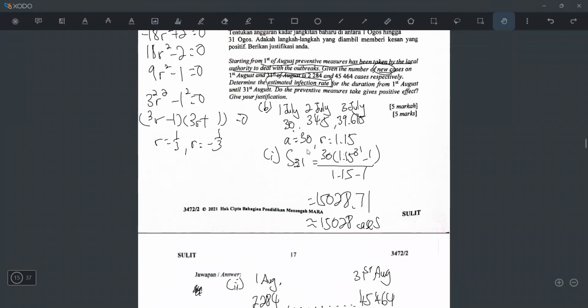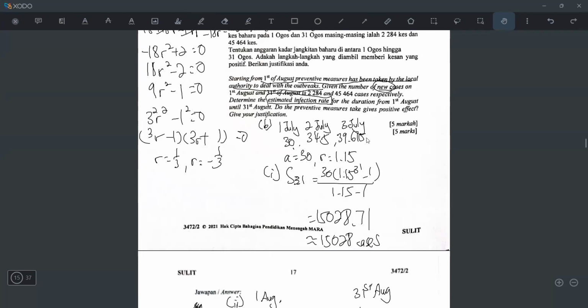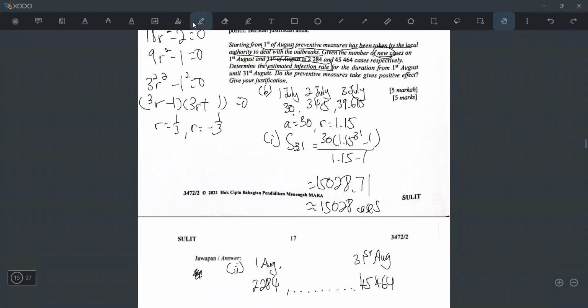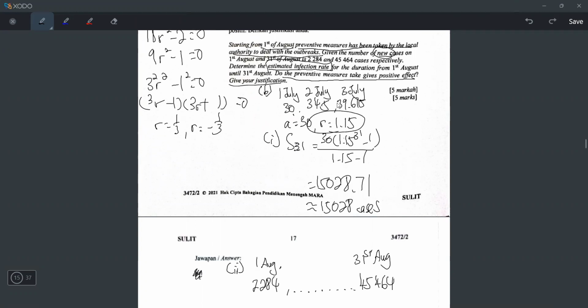You know why? Because you do the MCO it means the rate will decrease. That's why they will ask you, do the preventative measures give a positive effect or not? So if the R you get is smaller than 1.15, it means it's a good thing. It means the MCO actually reduces the rate of infection. Okay, it makes the situation better. But if the R is bigger than 1.15, it means even more new cases, so the rate of infection increased. It means it has a negative effect. Okay. So now we need to find the R to see whether it will give a positive effect or not.